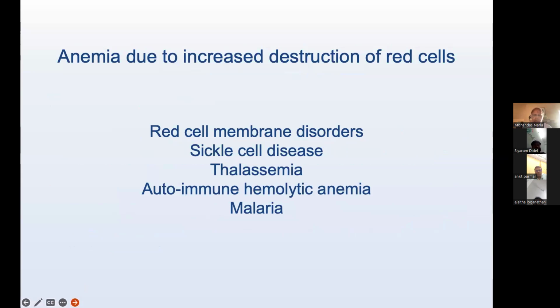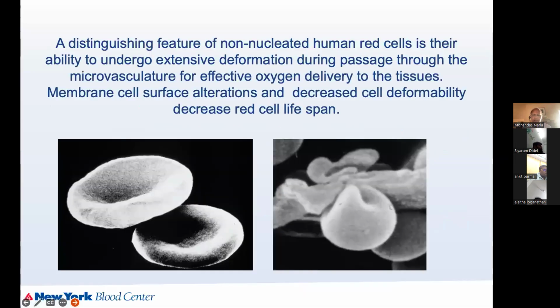In the first section, I'll talk about anemia due to increased destruction of red cells. These include, as I said earlier, red cell membrane disorders, sickle cell disease, thalassemia, autoimmune hemolytic anemia, and also malaria, where there's increased destruction of red cells causing anemia.